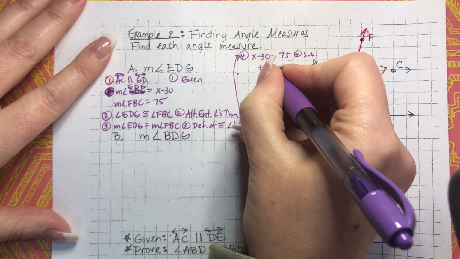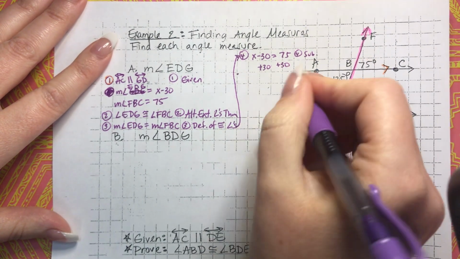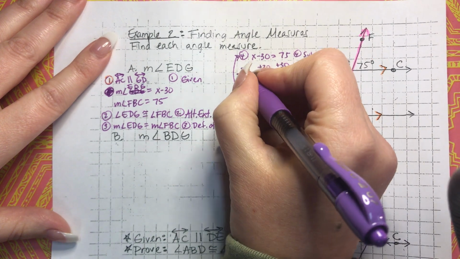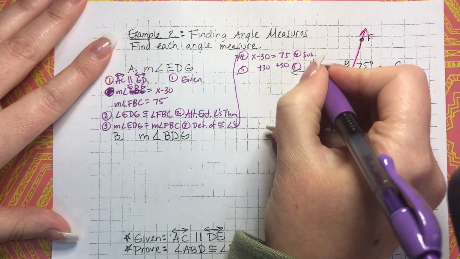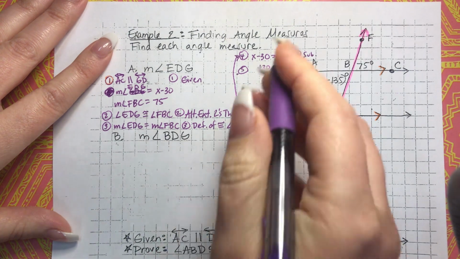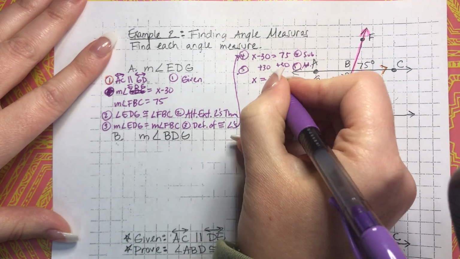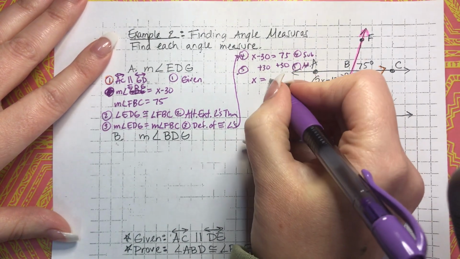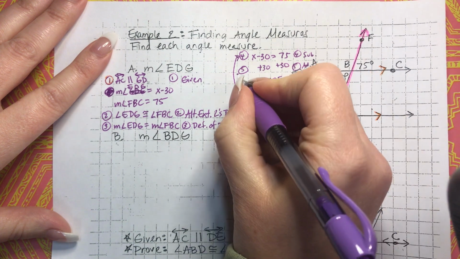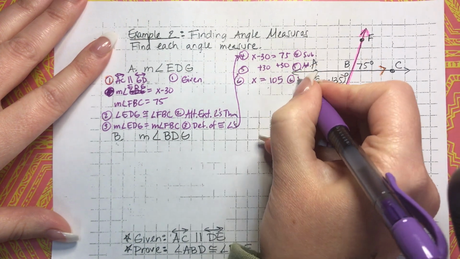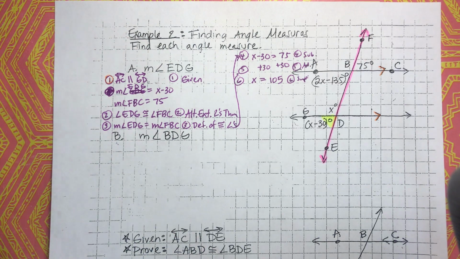Okay, then we just solve, right? So we're going to add 30 to both sides. That's the addition property of equality. Then we have x equals 75 plus 30, which is 105. And that's just simplifying. I'm kind of running out of room here.